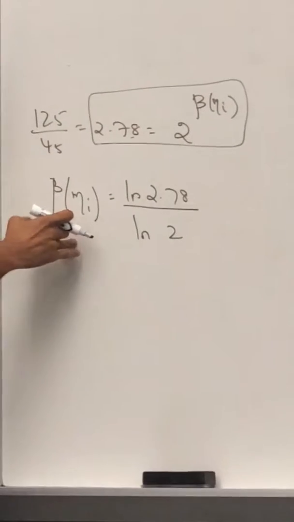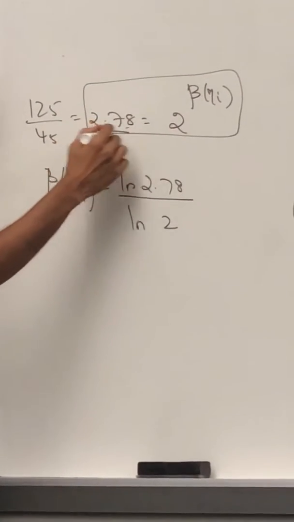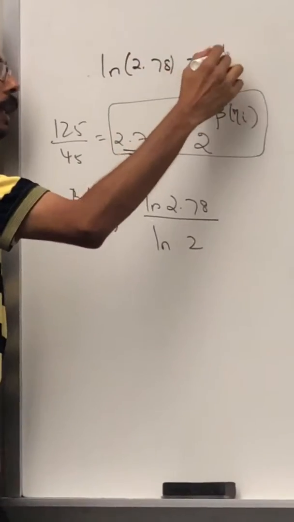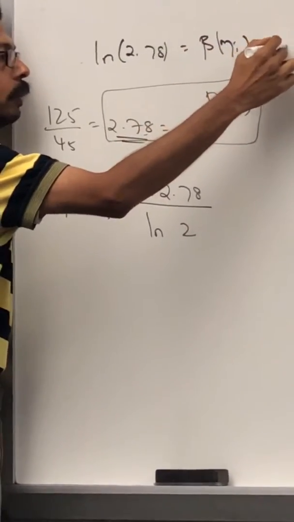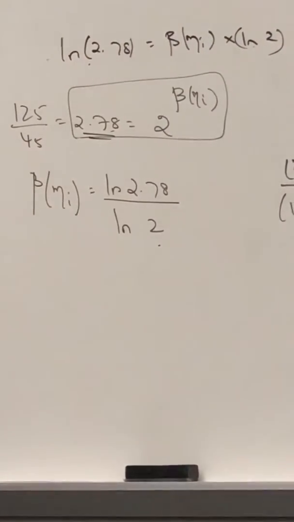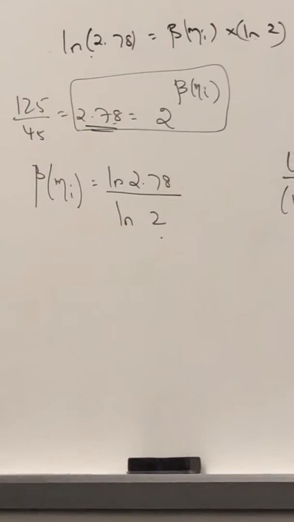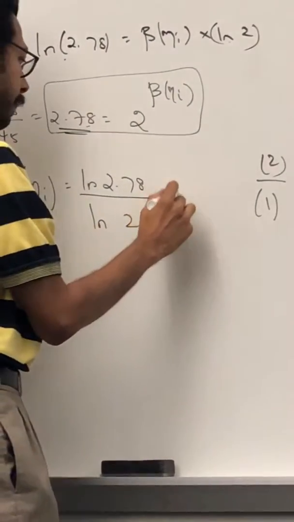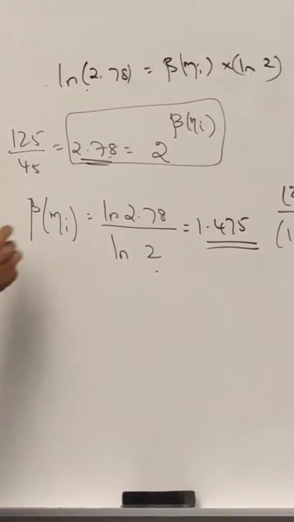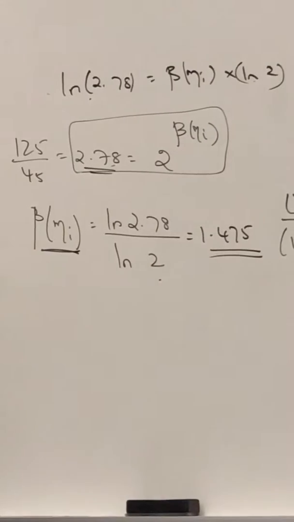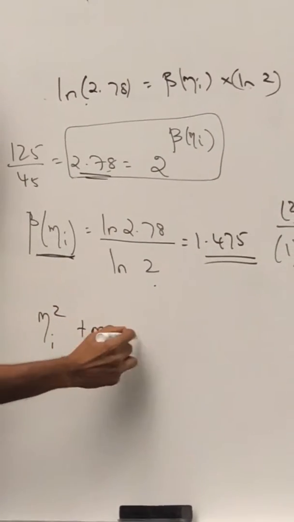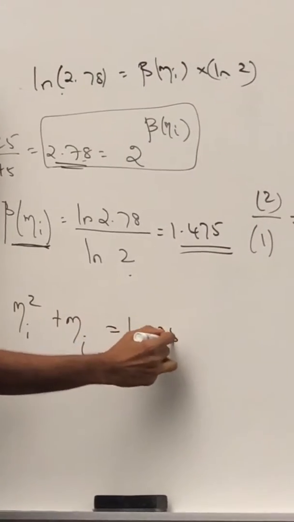Is that clear? Okay? So if I take log of this, log 2.718 equals beta of eta I times log 2. So I just bring this to the other side, to the denominator, and that comes out to be 1.475. So what is 1.475? Beta of eta I. But beta of eta I is given as a polynomial, eta squared plus eta I, which is 1.475.